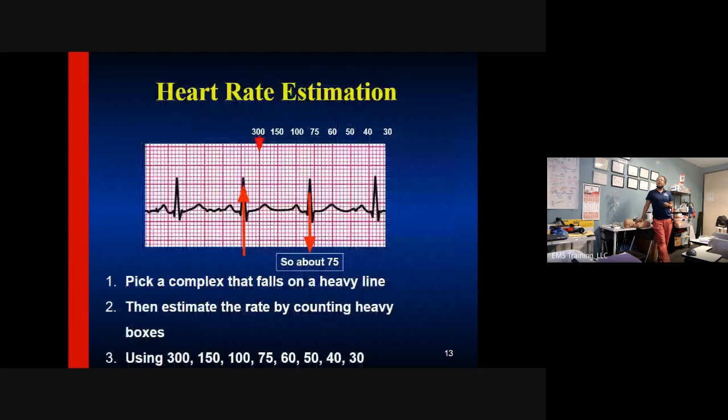Heart rate estimation. We can take a 6-second EKG strip, find out where the R wave falls closest to a red line, and then we count the next lines: 300, 150, 100, 75, 60, and it falls right here at 75. So it's about 75 beats per minute. We can also do the multiplication method where we count the R waves on a 6-second strip and multiply by 10.